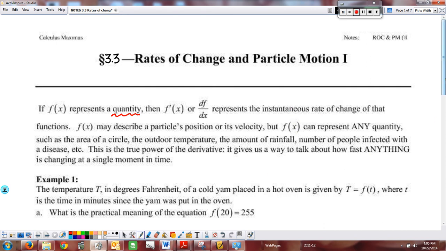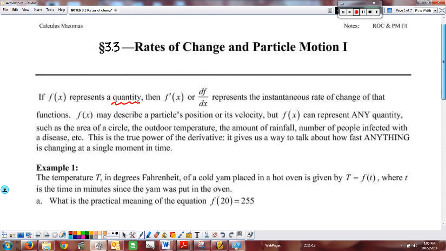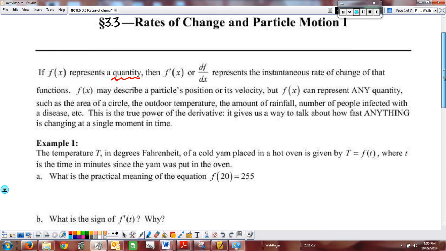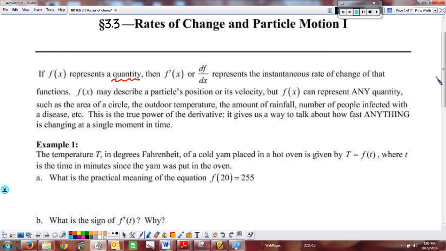And we've started looking at these application problems, but what we really want to do is practice and practice and practice so that the fact that you're going to see a lot of real-world problems on the AP is not going to scare you. Our function, again, could be the position or the velocity or the quantity of anything. It could be the area of a circle, the temperature at a certain time, the amount of rainfall, the number of people infected with a disease.